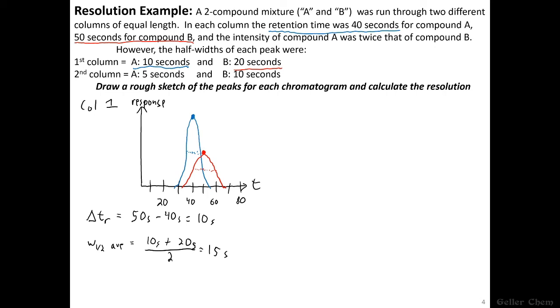We then calculate resolution by using the formula we wrote down before, 0.589 times our delta TR, which is 10 seconds, over our average half width, which is 15 seconds. Seconds will cancel, and we are left with a unitless number of 0.39.